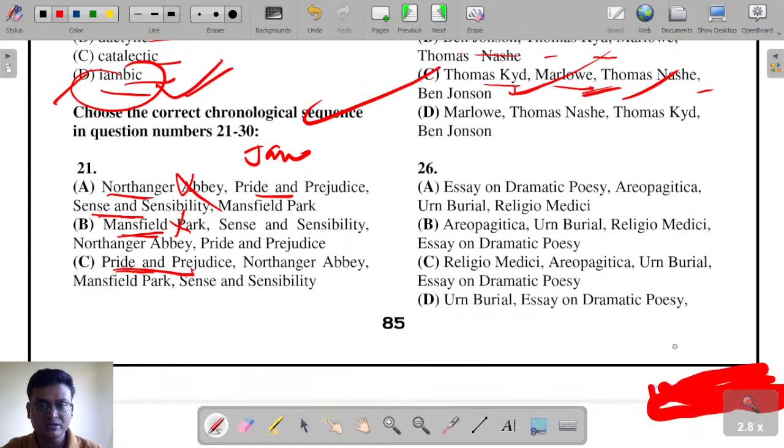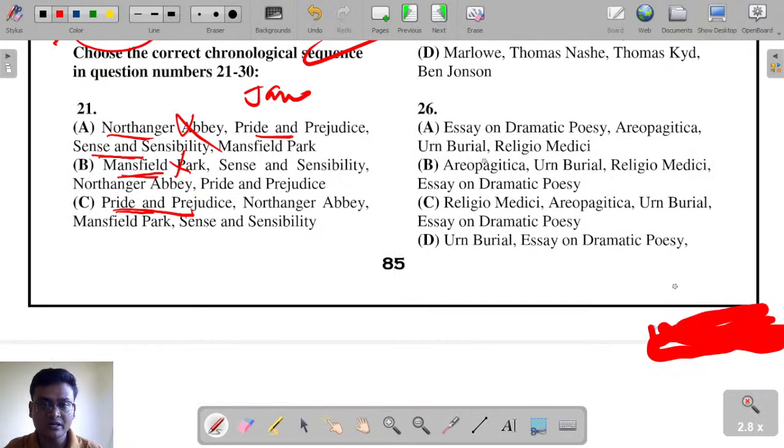Essay on Dramatic Poesy, Areopagitica, Urn Burial, Religio Medici. Which one comes first here? 26 on your screen, 26 actually. First comes Religio Medici, then Areopagitica, Urn Burial, Essay on Dramatic Poesy. So C is the right answer. Okay, so next slide here.